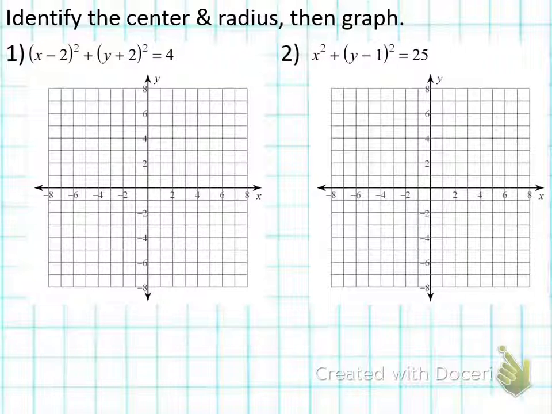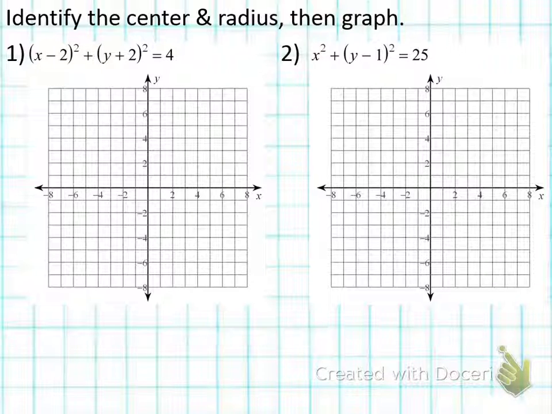Okay, so right now, just pencils down. I'll show you numbers 1 and 2, and then we'll have you write, okay? So eyes up here, pencils down. So number 1, it says identify the center, radius, and then graph. So we have x minus 2 squared plus y plus 2 squared is equal to 4.